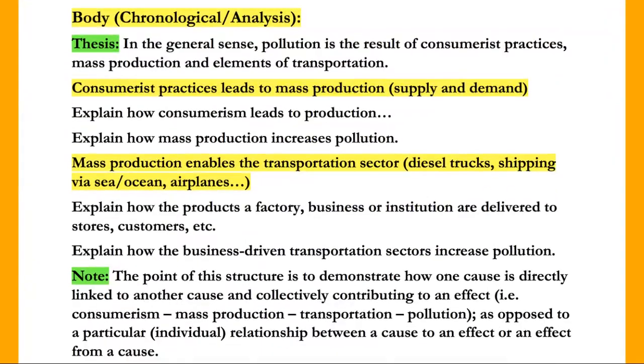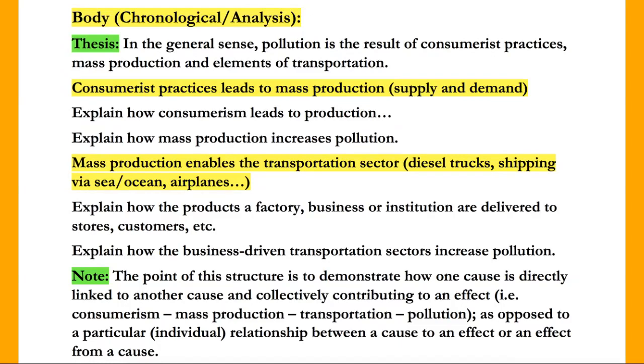Okay. To end, I'm going to show you one more structure. It's in the same vein of that pollution as a result of these causes, and this one is called a chronological approach. By chronological, I mean to say that one cause leads to another. One cause which has an effect converts then that effect into a cause, which then leads to another effect. So, for example, same thesis, pollution is a result of consumerist practices, mass production, elements of transportation.